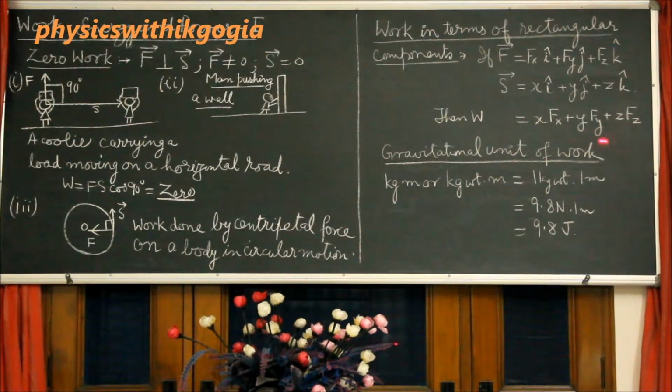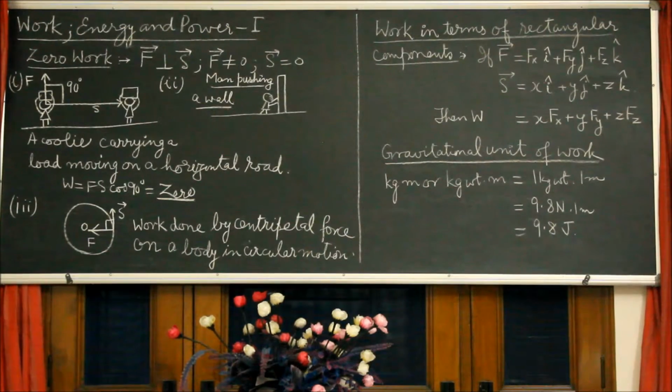Here we also need to mention the gravitational unit of work, which is kg meter, or sometimes called kg weight meter, equal to 1 kg weight into 1 meter. 1 kg weight means mg, 1 into 9.8 Newton, into 1 meter, equal to 9.8 joule. The work done by variable force will be discussed in work, energy and power part 2.